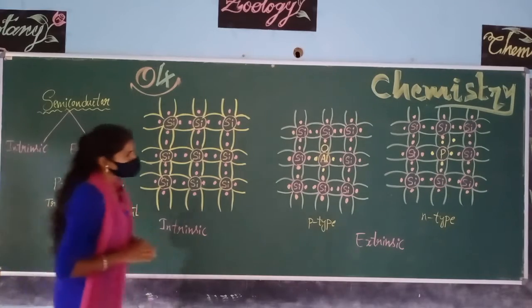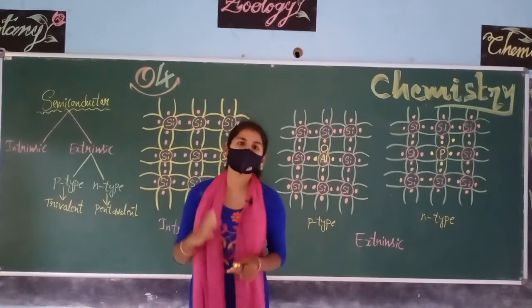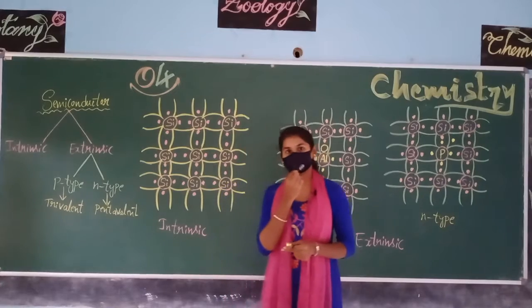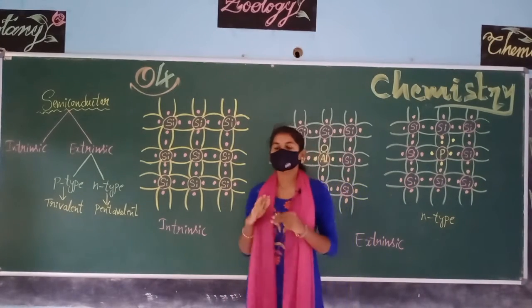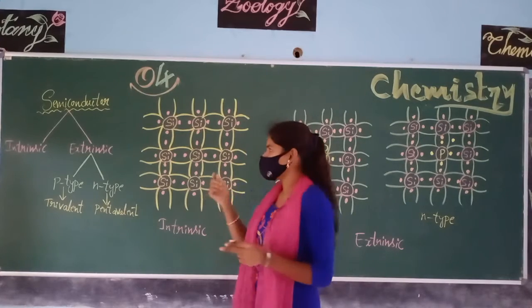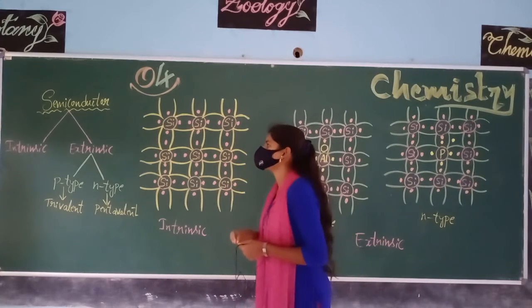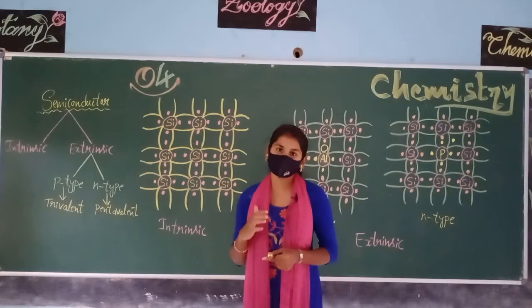This intrinsic semiconductor is the pure form of the semiconductor. That means no other impurities are going to be added, it is only pure. So we can take the examples for this intrinsic semiconductor as silicon and germanium.